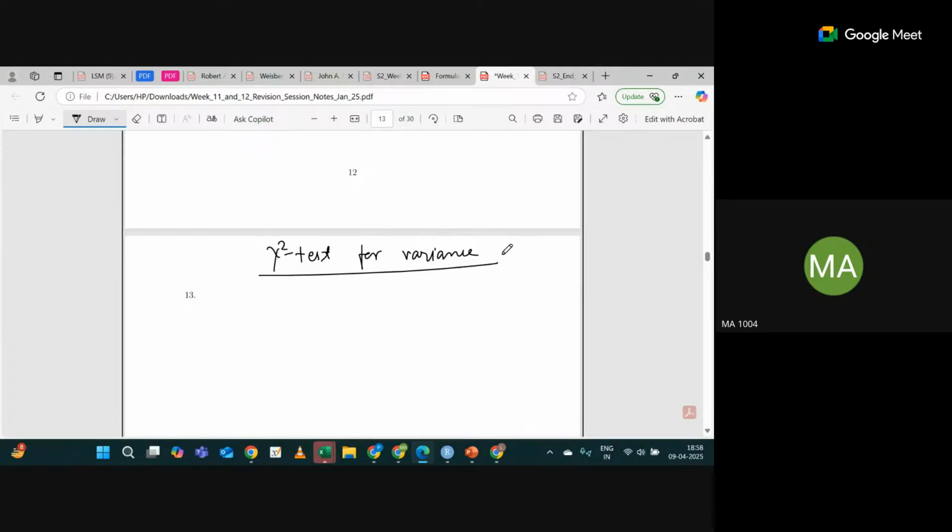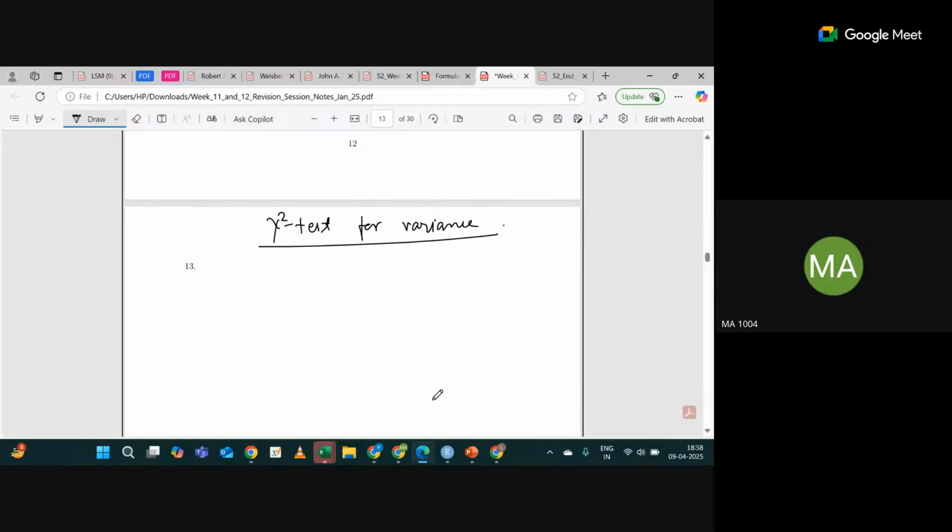So for the test for the mean, we have seen the z test and t test, right? But for variance, there is something called chi-square. So what is the test statistic actually? The test statistic is defined as n minus 1 times capital S square divided by sigma square, which will follow chi-square with n minus 1 degrees of freedom.